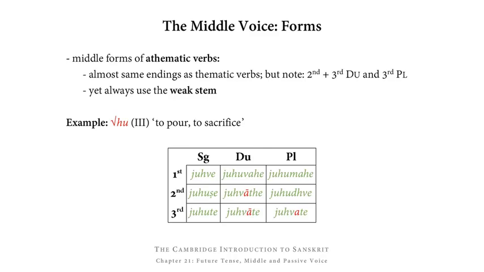Then plural juhumahe, juhudhwe, and then third plural juhwate. Notice again in front of an ending beginning with a vowel, the juhu changes into juhw. And as mentioned previously, in athematic verbs we don't have a third plural ending ante, but instead we have ate. Notice that this looks deceptively like a third singular form.